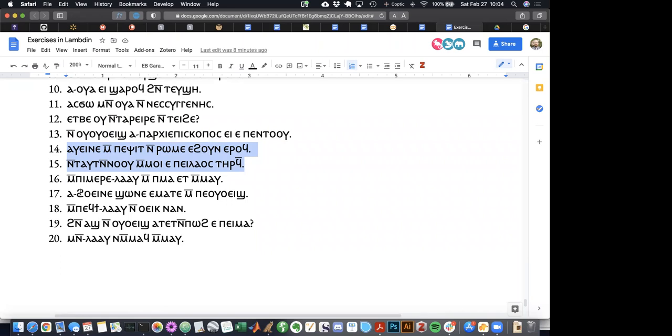Then 14 Awene and Pepshit and Rome Ehun Erov. They brought 9 men inside to him. Hmm. Then 15 and Tauteno Emoi e Peilaos Teref. I was sent to all these people.